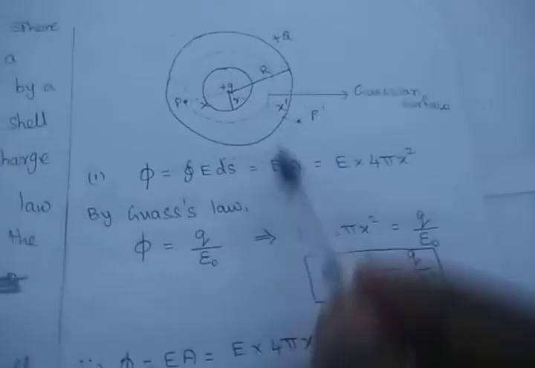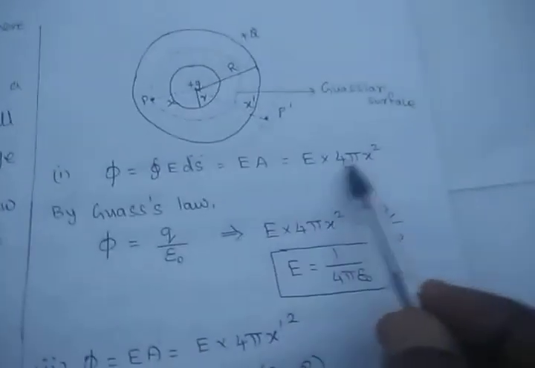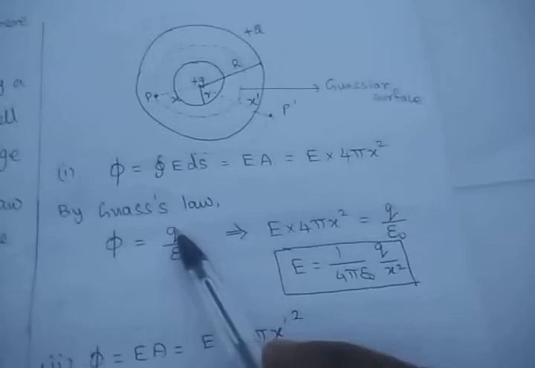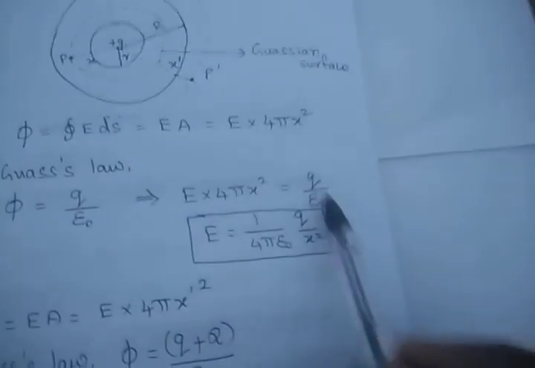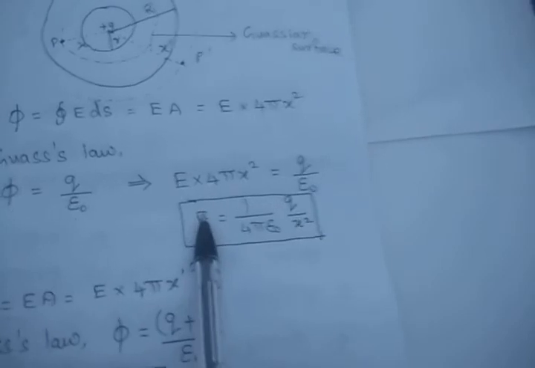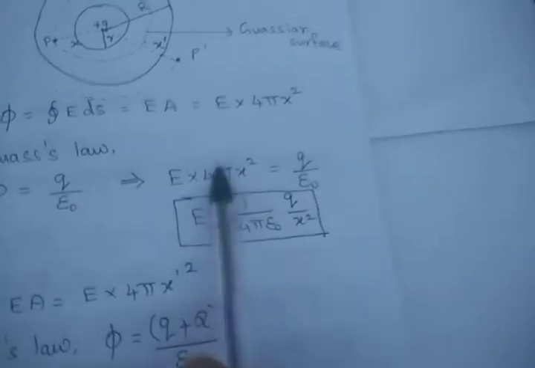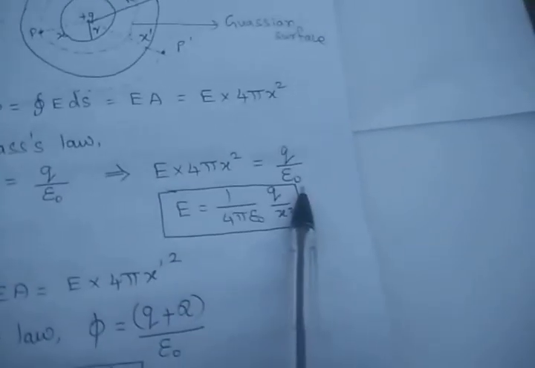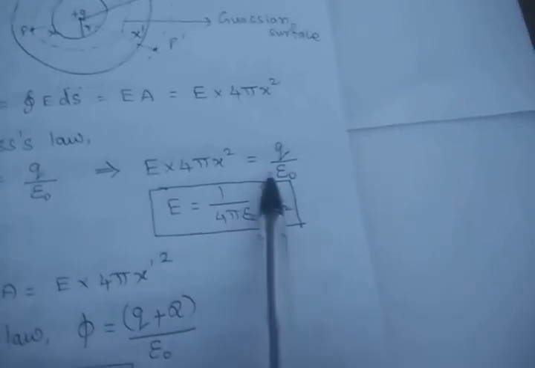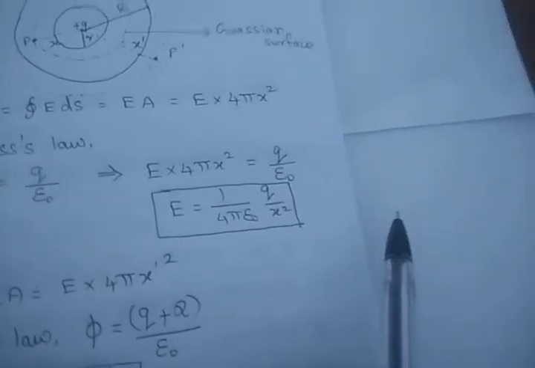So we have to compare these two equations. E into 4 pi x squared is equal to q by epsilon naught. By simplifying, 4 pi x squared comes to the other side, and we get E is equal to 1 by 4 pi epsilon naught into q by x squared. Now you see the second subdivision.